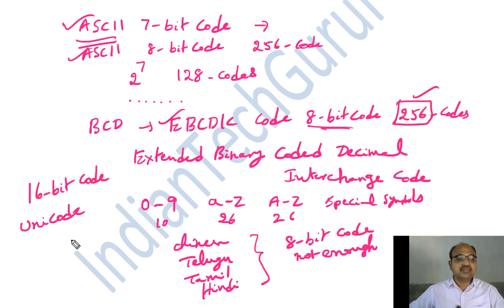Unicode character set. So how many characters can we represent? 2 power 16 characters, that is equal to 256 into 256. So greater than 65,000 characters and symbols we can represent using the Unicode character set. Okay. Now let us see the symbols as well as the equivalent decimal values for ASCII as well as EBCDIC, and what is meant by Unicode character.